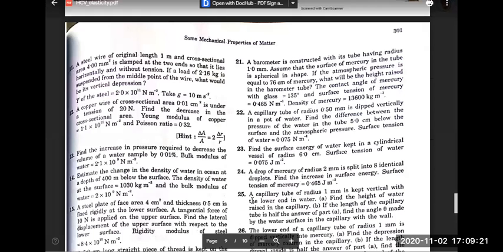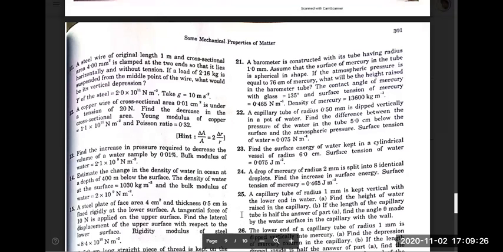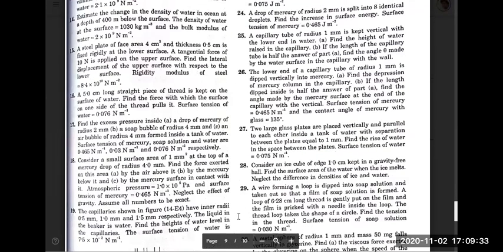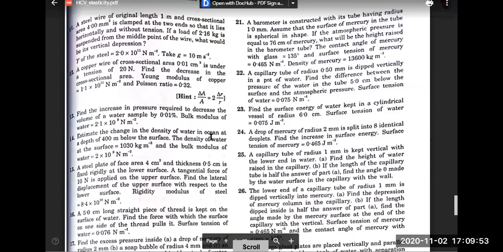Next was question number 18. Question number 18 is based on surface tension. Questions 16, 17 and 18 are all of surface tension, so you could have solved only till question number 15. So we are done with this.